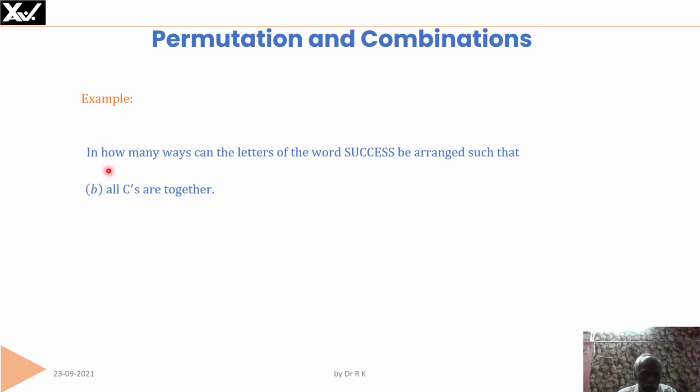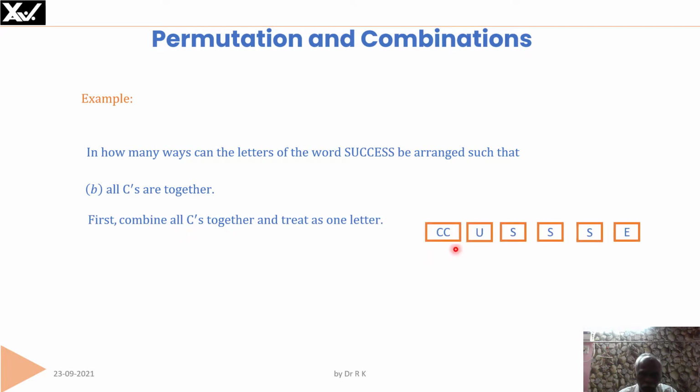Second problem. In how many ways can the letters of the word success be arranged such that all the C's are together? Previously, we have seen S's together. Now, we will see all the C's together. So, we have taken C together and then the remaining letters we have written. Totally 6 letters are there.